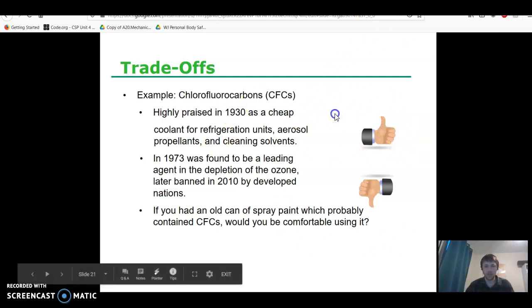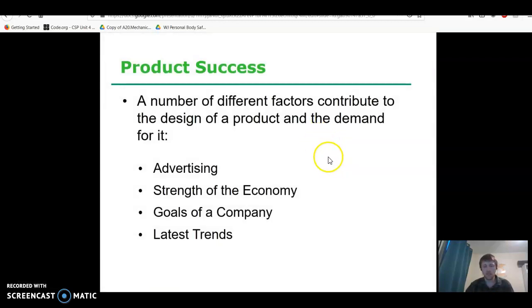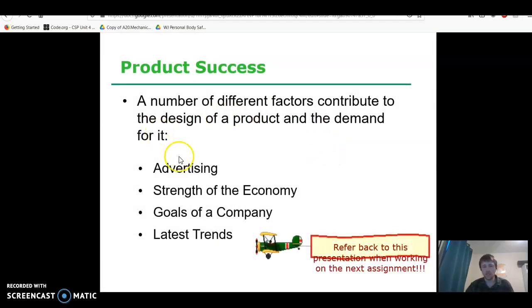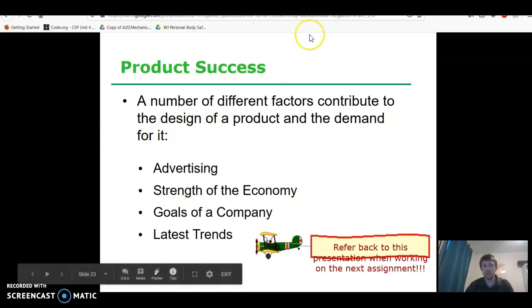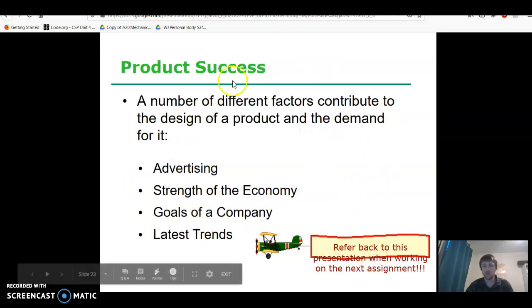Now, let's go ahead and skip past these couple of examples and let's talk about advertising in a little bit more depth. Now, this slide right here, you guys might want to come back to. I have a note here. When we're working on our project next week, this could be a helpful slide to refer back to.